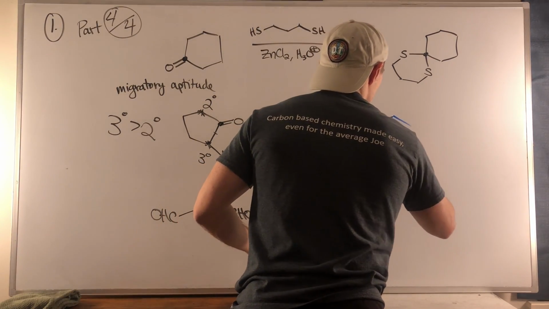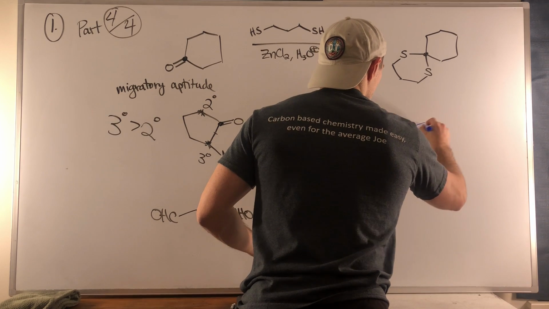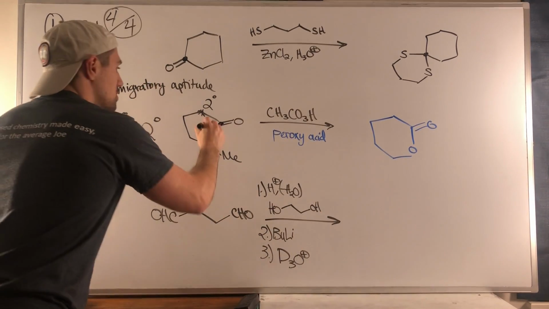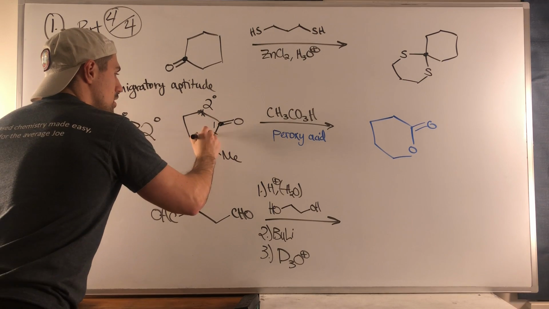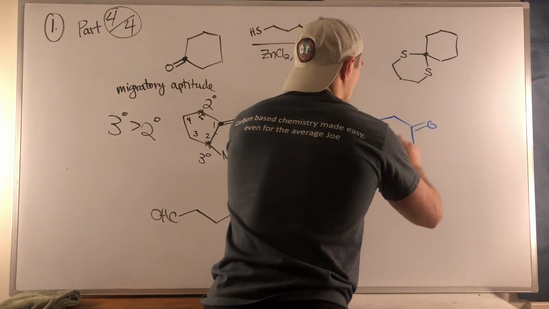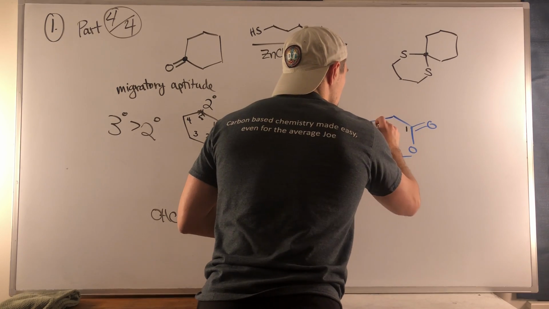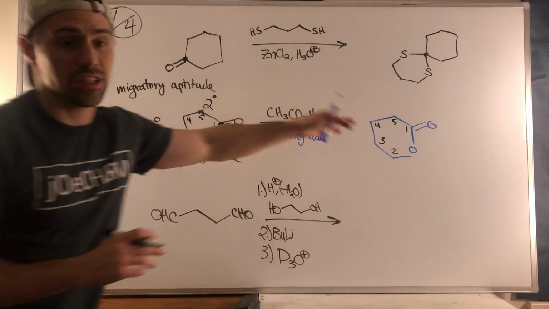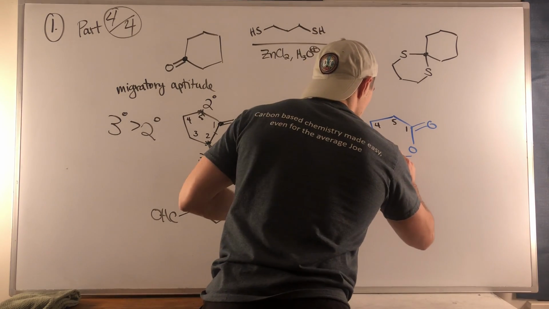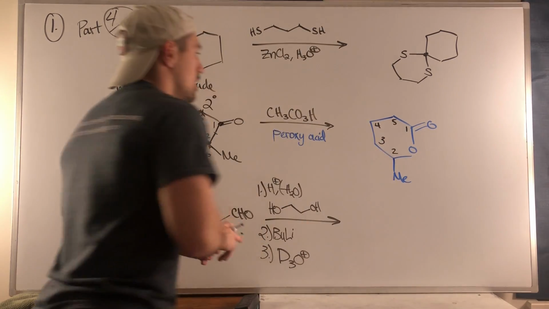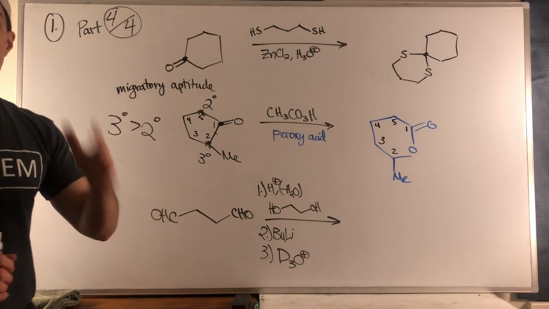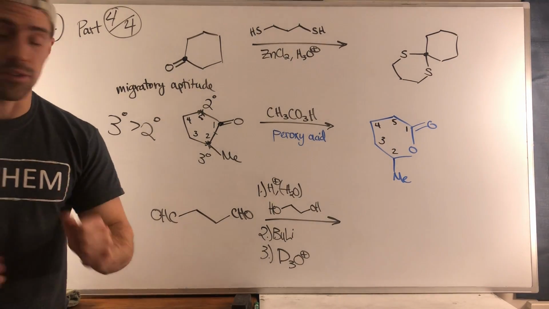So I'm just going to go ahead and draw that. What once was 1, 2, 3, 4, and 5, now we're going to have 1, 2, 3, 4, and 5. Obviously that oxygen is in there, but don't forget we have a methyl group on 2. So the trick there was just making sure you don't lose any carbons, you don't lose where the methyl group is supposed to go, and you evaluate the migratory aptitude.